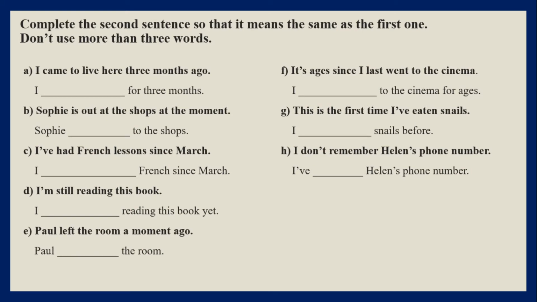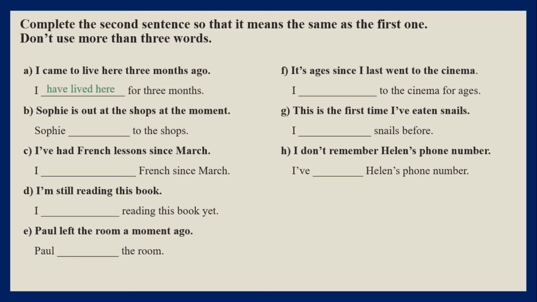All right, next exercise and the last one. Complete the second sentence so that it means the same as the first one. Don't use more than 3 words. Again, you can pause the video, write the answers. I'll start explaining them in a few seconds. All right, let's begin.